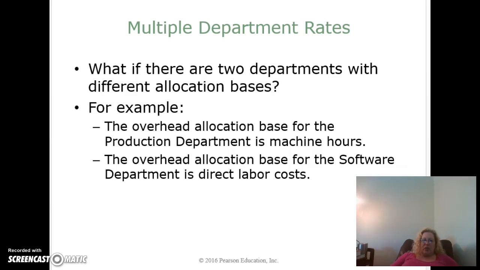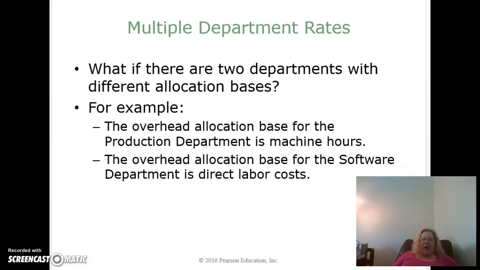Sometimes multiple departments are used to produce a product, and multiple overhead rates can then be used to allocate overhead costs to products. A modification of the overhead allocation method using a single plant-wide rate is using multiple predetermined overhead allocation rates that have different allocation bases. This method is more complex, but it may be more accurate. The allocation process is the same, except now there are multiple cost pools and multiple allocation bases.